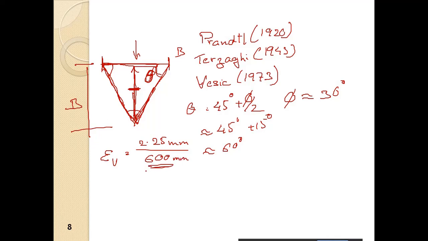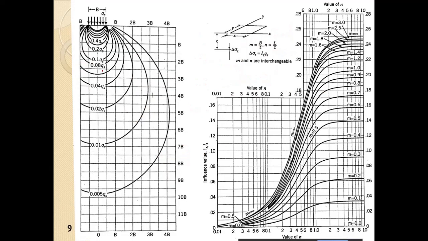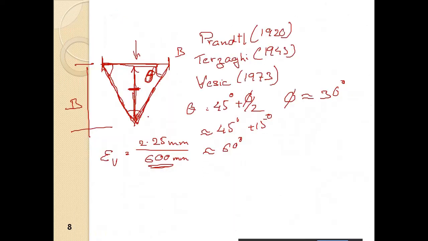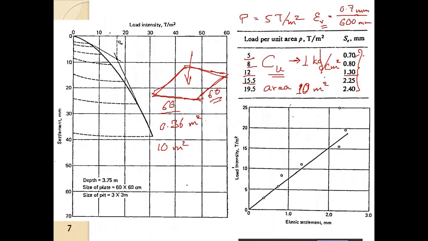Now the thing is that when we load an area with a stress Qs, the stress is distributed throughout the soil and it is not the same with depth. With depth, the stresses get distributed, so they get reduced. So we have to find out what is the stress at this center, that is B by 2. If it is 60 centimeter, then 60 by 2 is equal to 30 centimeter, that means 0.3 meter.